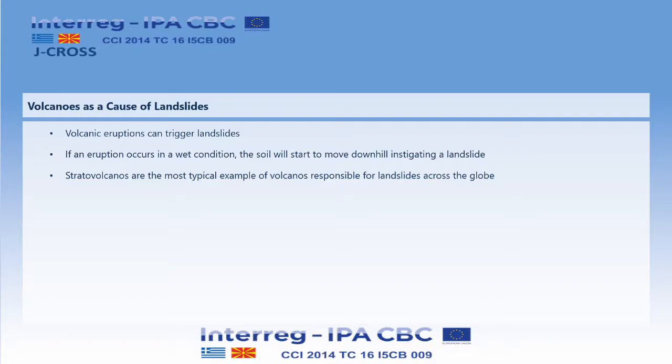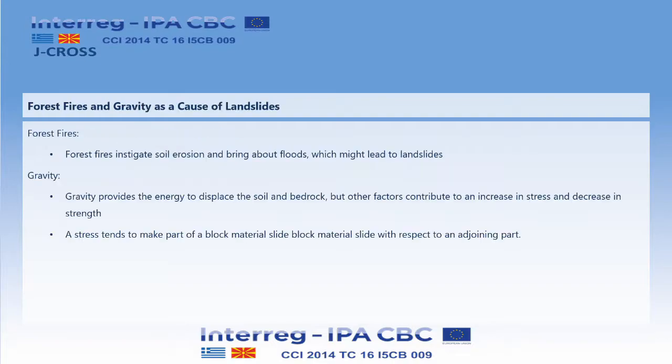Volcanic eruptions can trigger landslides. If an eruption occurs in a wet condition, the soil will start to move downhill, instigating a landslide. Stratovolcanoes are the most typical example of volcanoes responsible for landslides across the globe. Forest fires. Forest fires instigate soil erosion and bring about floods, which might lead to landslides.